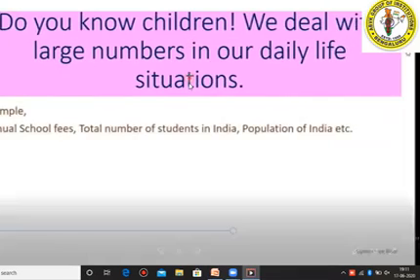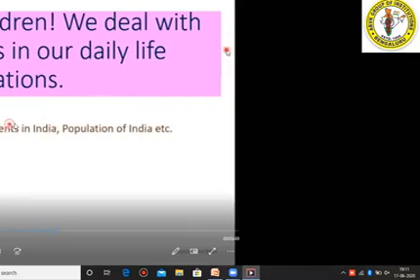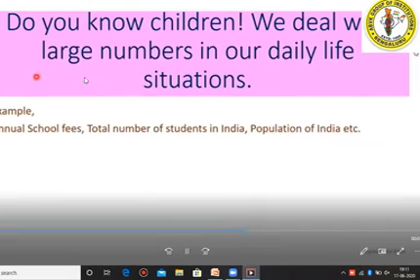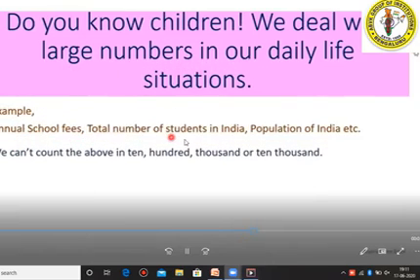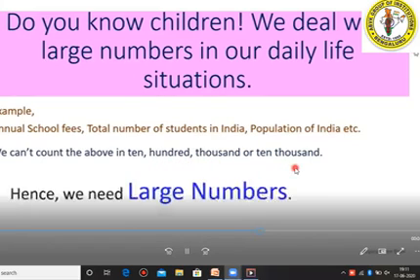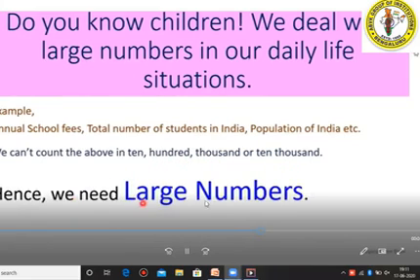So, do you know, children, now we are able to learn about large numbers in our daily life situations. For example, school fees, total number of students in India, population, etc. We can't count the above in tens, hundreds, thousands or 10,000s. So hence we need large numbers.